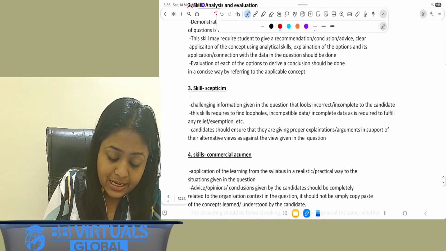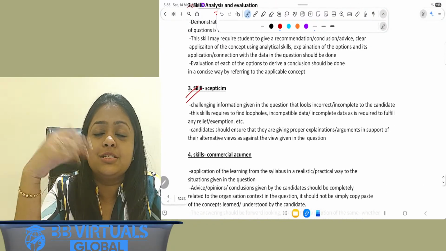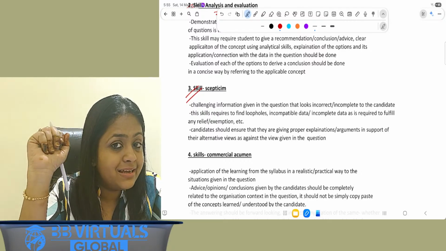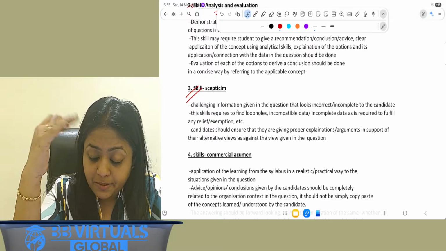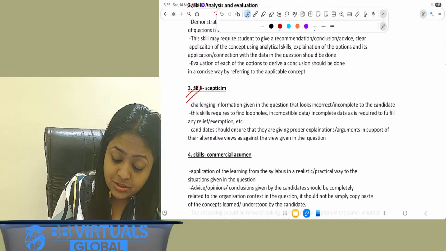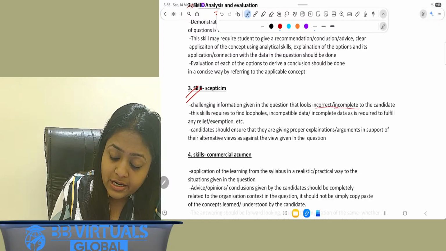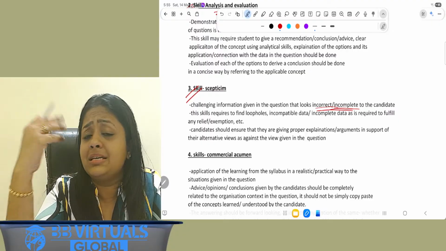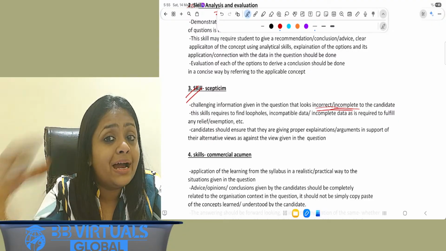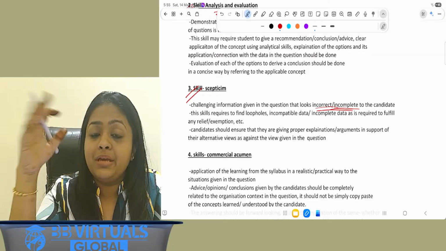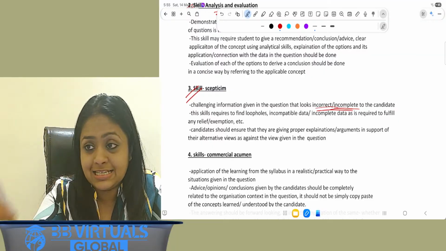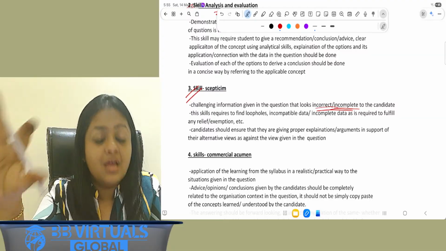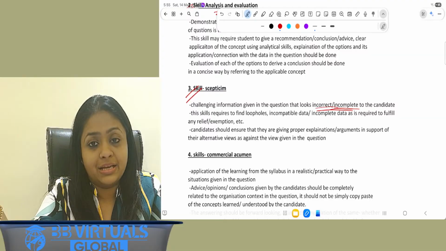So when I take up the next skill, which is skepticism. Skepticism is always you search for is there any missing data? Is there any missing link? Is there any information that has not been shared? Or is there any question that looks incorrect or incomplete? Maybe because the data is not complete, maybe because the data is not accurate. Then you have to highlight that in the question. You have to make sure that you tell the examiner that yes, this data is incomplete, this data is not given, so we make an assumption, and you write about that assumption.